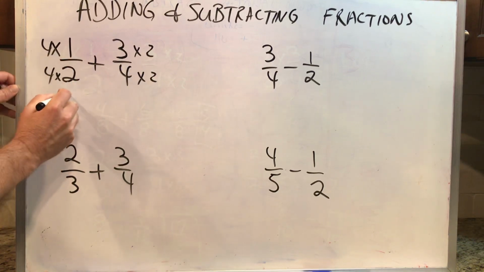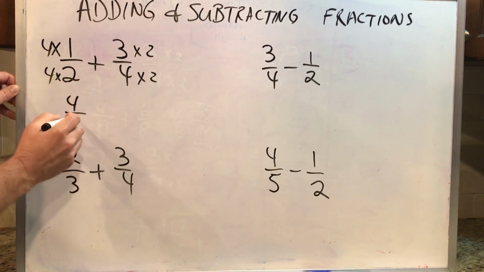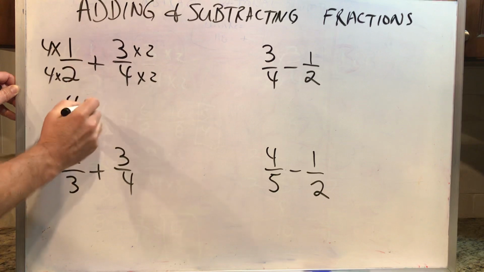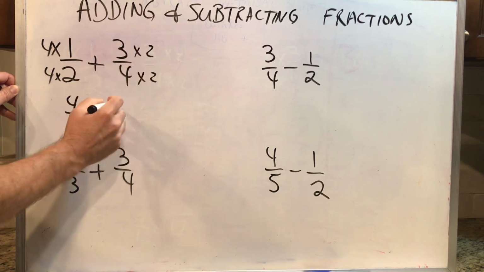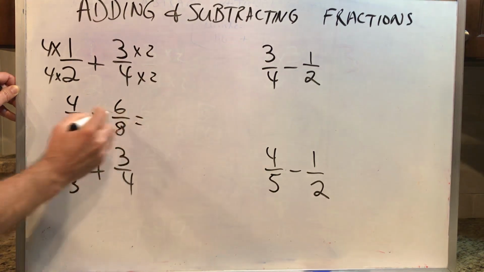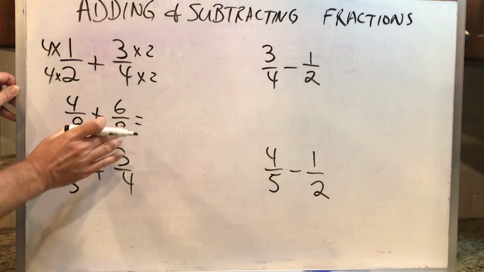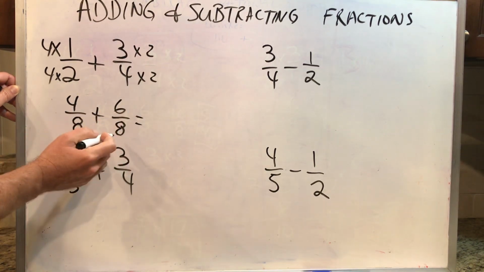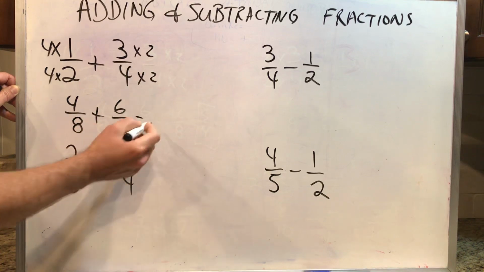So now you're going to just multiply it out. 4 times 1 is 4. 4 times 2 is 8. Bring your addition symbol down. 3 times 2 is 6. 4 times 2 is 8. Now when you get the common denominator, which is what you want, you just simply slide the 8 over.